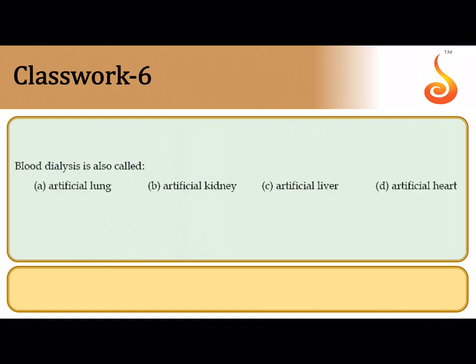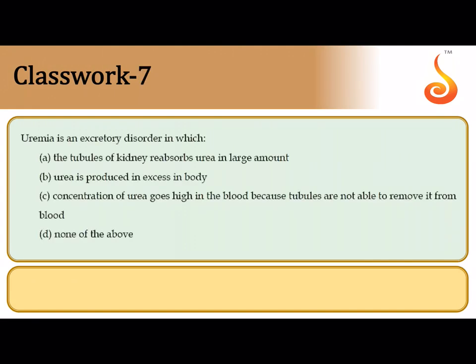Blood dialysis is also called artificial kidney machine. The hemodialyzer that we spoke of in the synopsis is an artificial kidney machine. Uremia is an excretory disorder where there is excessive accumulation of urea in the blood. Obviously the concentration of the urea will become so high in the blood because the kidney is not functioning properly. That is because of the renal failure.